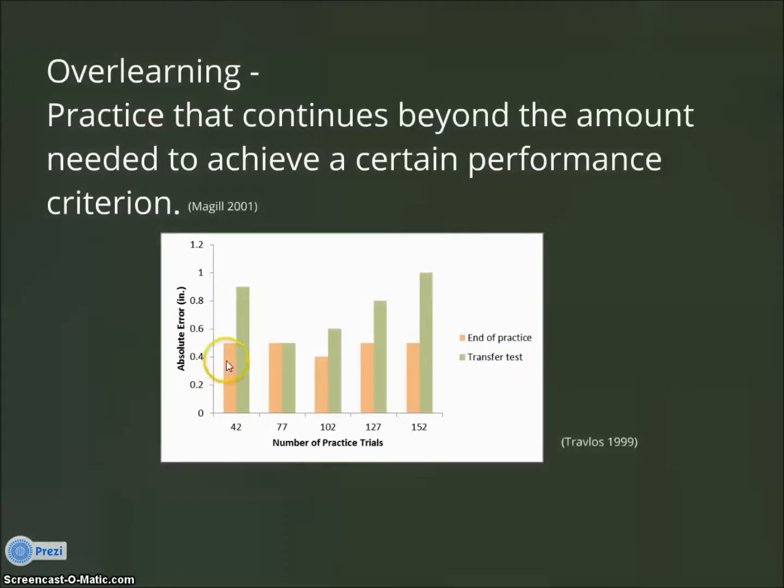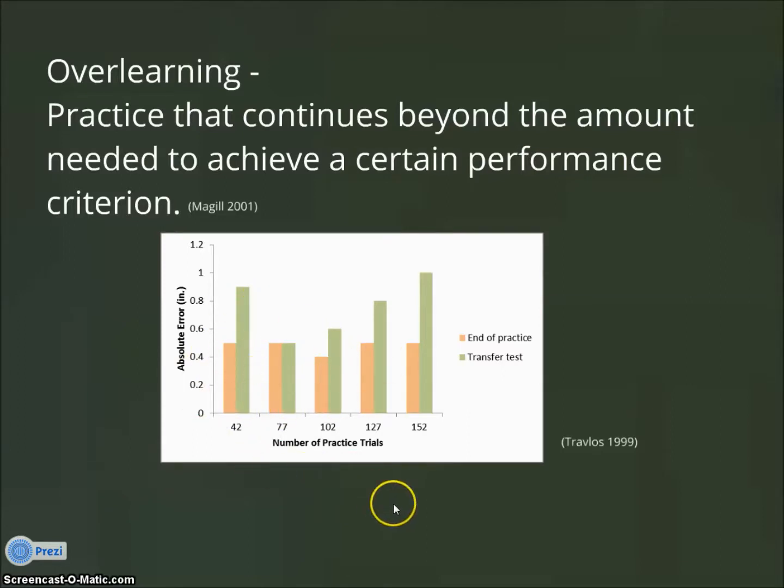So we can see by looking at these bars we're getting no better the more goes that we take, and we refer back to our definition of overlearning. So this is practice that continues beyond the amount needed. Okay, so this is an actual physical view of what overlearning would look like.